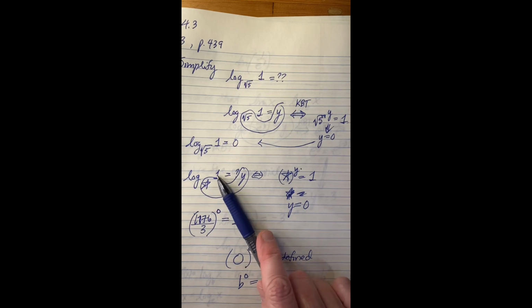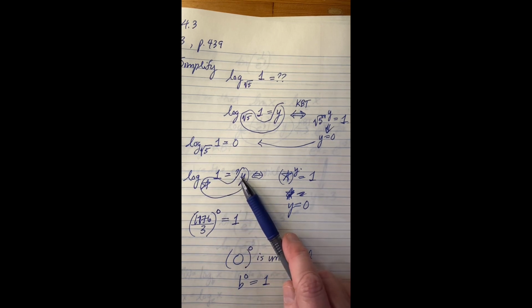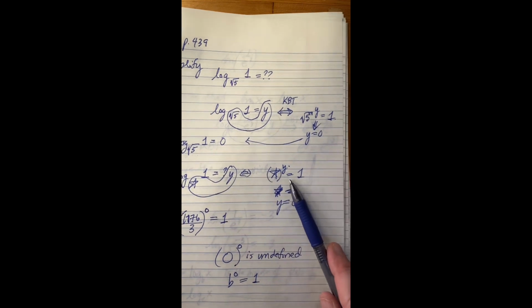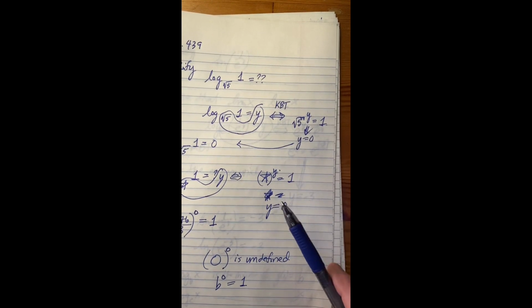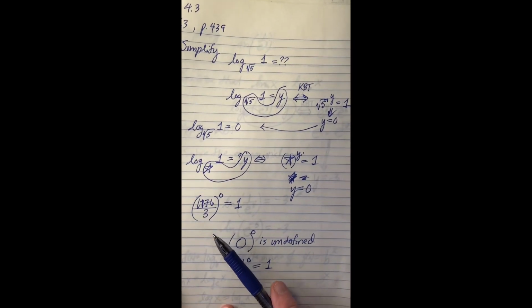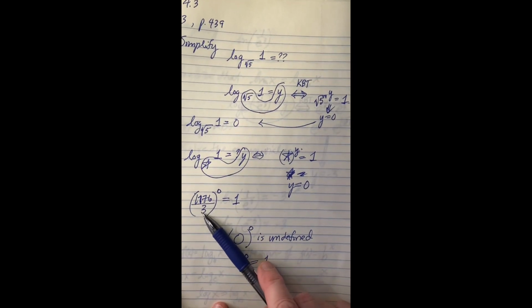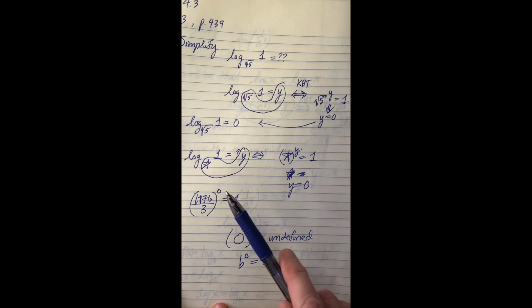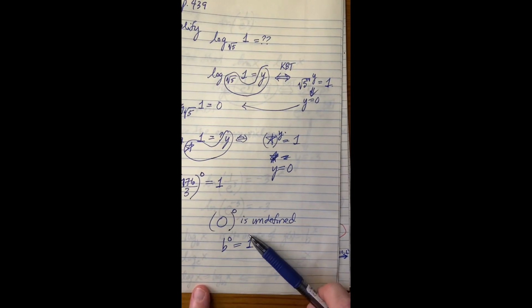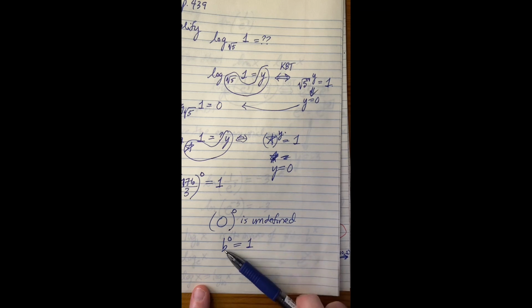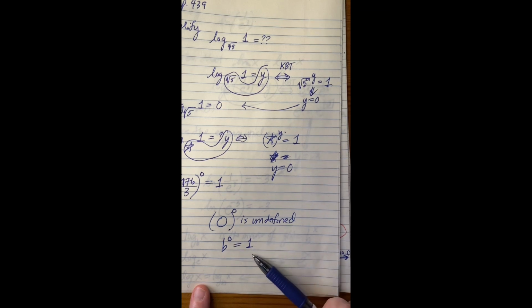If you see a 1 there and some ishkabibble here, log base ishkabibble of 1 is equal to something. That's equivalent to saying that ishkabibble raised to the y has got to be equal to 1. Oh, that tells you why. That exponent's got to be 0. That ishkabibble could be 1776 over 3. You raise it to the 0, you have 1. Just remember 0 to the 0 is undefined. But otherwise, any base raised to the 0 power is equal to 1.